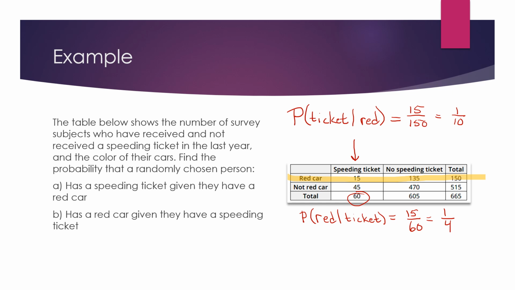This is very different. We're talking about a ticket and a red car. However, the first time we use the group of people with a red car, so 15 out of 150. The second example, we use the group of people who did get a ticket. So how many people had a red car out of those people? Pay very, very close attention to what the given is. This time we use the red car row. This time we use the ticket column.